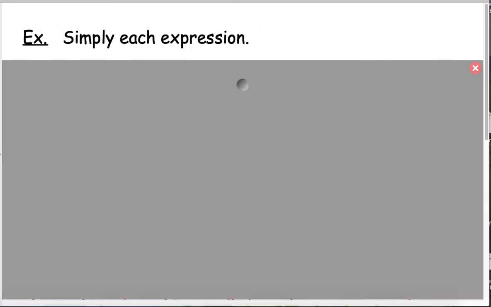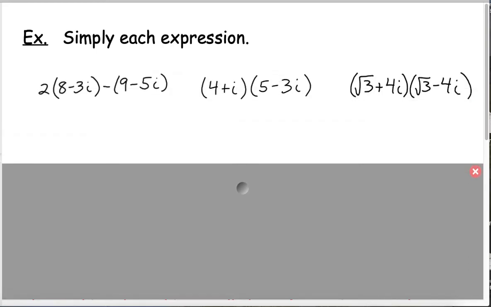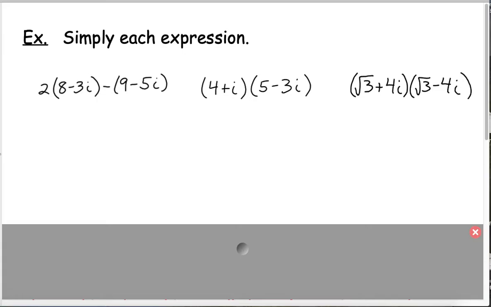All right, so there's some simplification. What if we do some things like multiplication? Well, think of this pretty much as what you have done in algebra with an x instead of an i. So a lot of the same ideas apply. When I look at this first problem, I have to distribute the 2. So let's do that. We get 16 minus 6i. And then I'll have to distribute that negative, so minus 9 plus 5i.